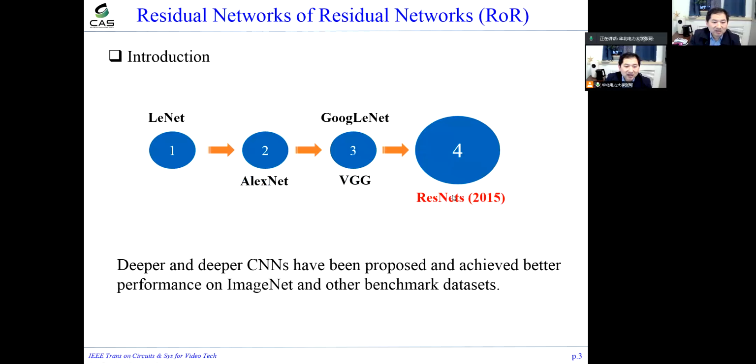First, introduction. Since AlexNet's groundbreaking victory at the ImageNet large-scale visual recognition challenge 2012, deeper and deeper networks have been proposed and achieved better performance on ImageNet or other benchmark datasets, such as CIFAR-10, CIFAR-100, and SVHN.